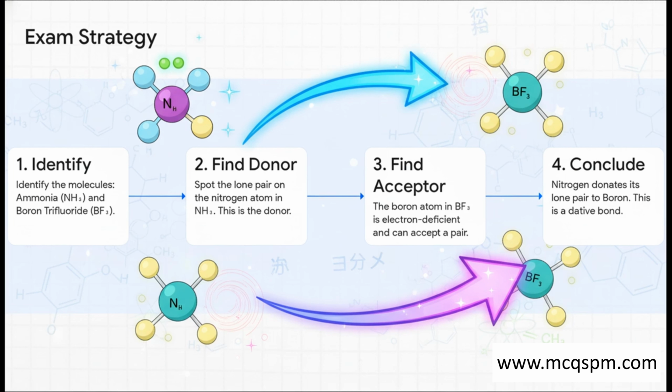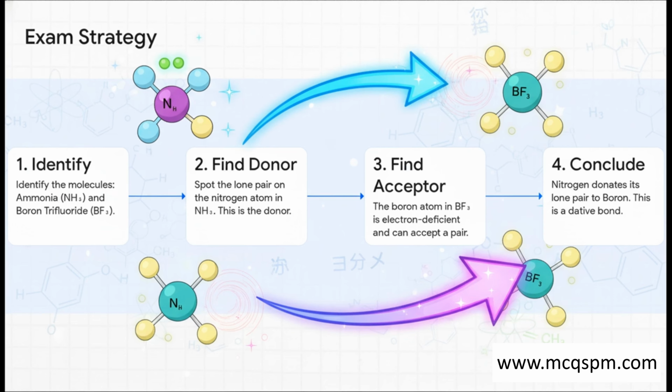So, how do we tackle this? Let's use a strategy. Step 1, identify the players. We've got ammonia and boron trifluoride. Easy. Step 2, and this is the most critical step, look for a lone pair. Your eyes should immediately go to the nitrogen atom in ammonia. See that pair of dots? That's our lone pair. That's our donor.